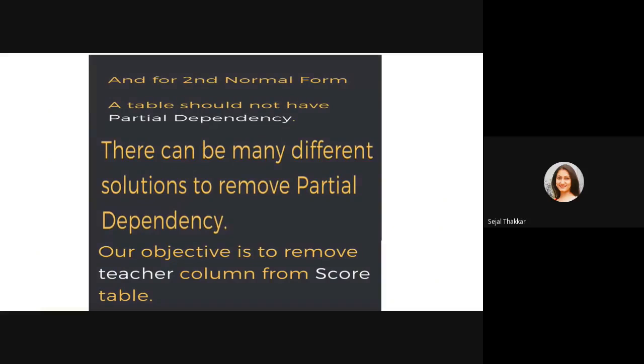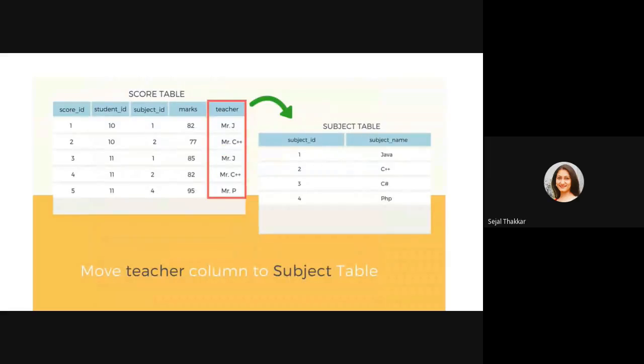So taking normal form, it should not have partial dependency. There can be many different solutions to remove the partial dependency. Our objective is to remove the teacher column from the score table, right? So there should not be a partial dependency. There should be a primary key functional dependency. So teacher cannot depend on student ID.